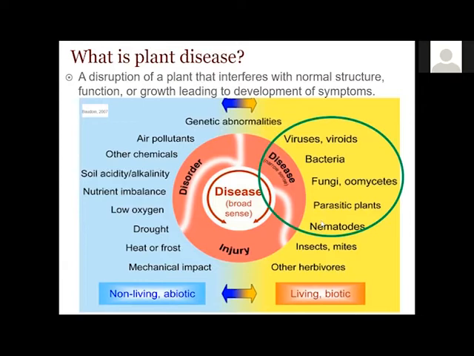Now, there are a lot of abiotic or non-living problems that affect plants, and in all honesty, the vast majority of the time you have a problem with a plant, it's going to be on the blue side. So things like chemical burns, soil pH issues, nutrient imbalances, low oxygen in the soil, in terms of smothering the roots, drought, and so on.